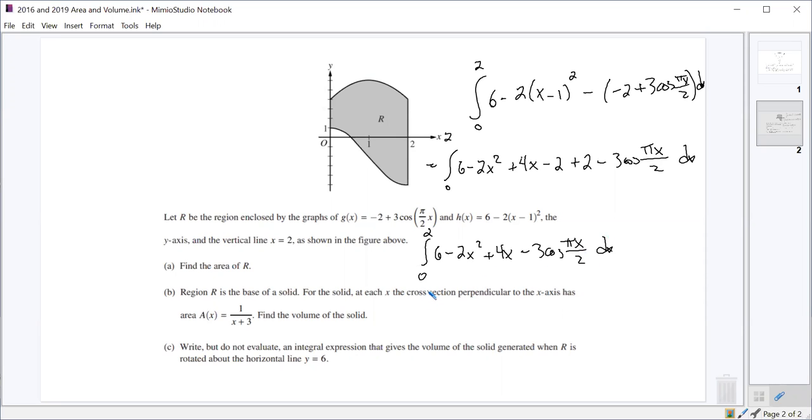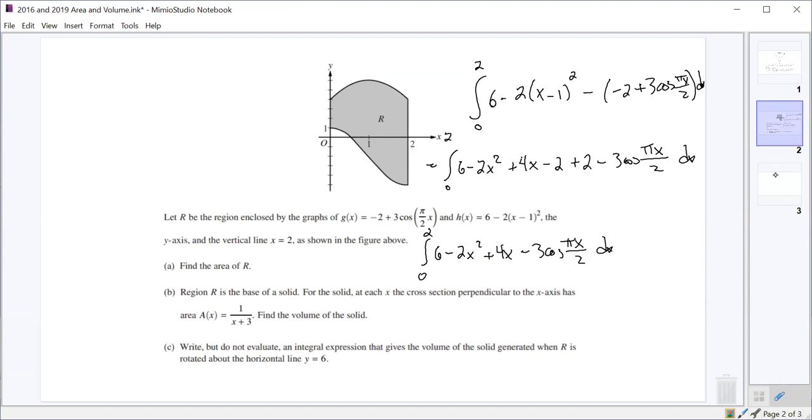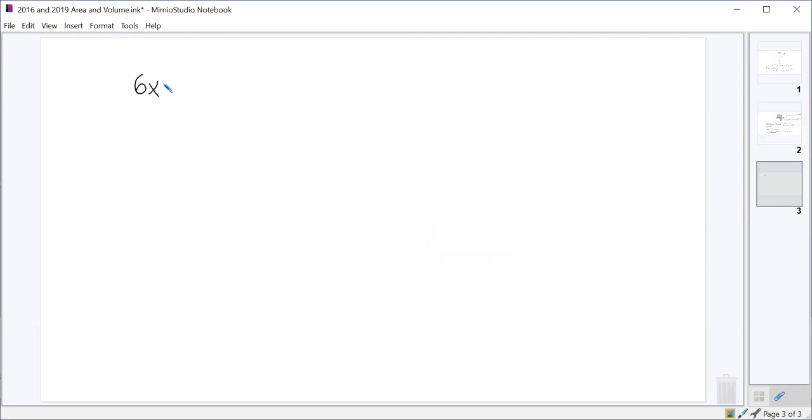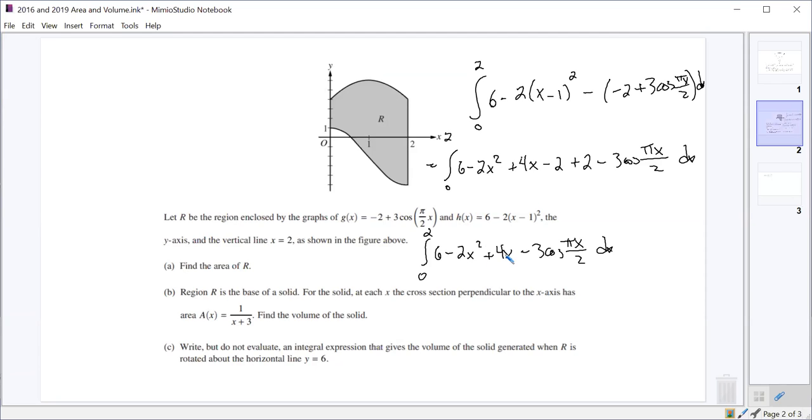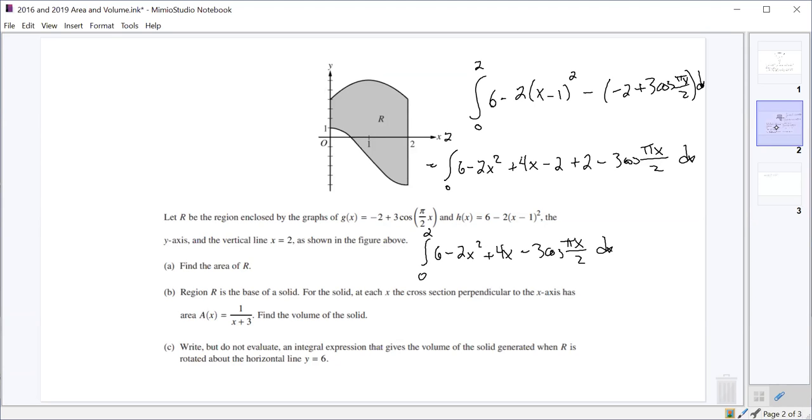And integrating that. I guess I should have maybe given us a new page for this, but oh well, we could still do that. So integrating that should give us 6x minus 2/3 x cubed, and then plus 2x squared. And then what's our integral of negative 3 cosine(pi x over 2)? Integral of cosine is just sine, right? But we got to multiply by the reciprocal of this pi over 2 for the u sub. So that should become a minus 6 over pi sine(pi x over 2).